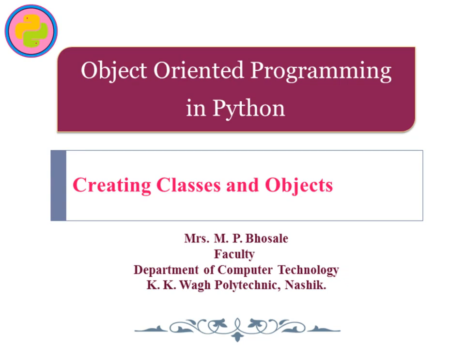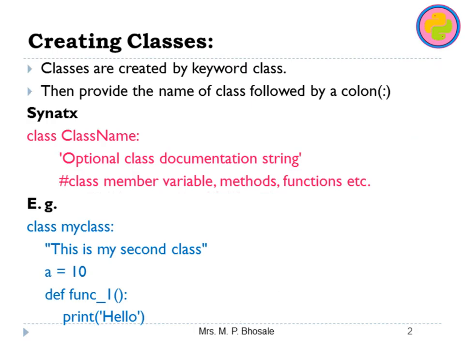In this lecture, we will be discussing the concept of class and object, and then we will implement class and object in OOP in Python. So let us start with the implementation part. Very first thing is the class.